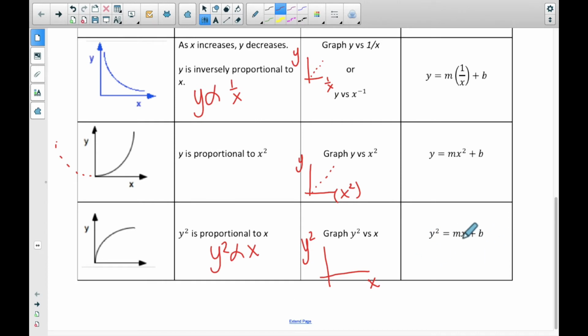And so again, we get this as our equation to start with, but it's a y squared equation, and then it'll give us the relationship that we are looking for. Okay, on the back of this paper, I have some examples. So we are going to go through and do a couple of these together, and then I'll leave a few of them for you to do on your own.